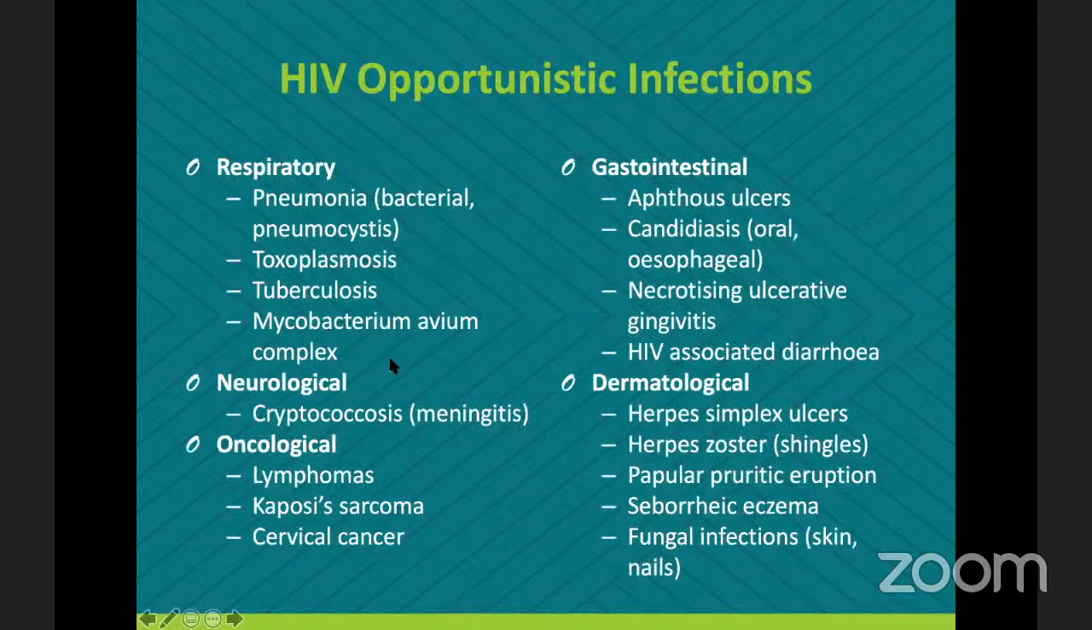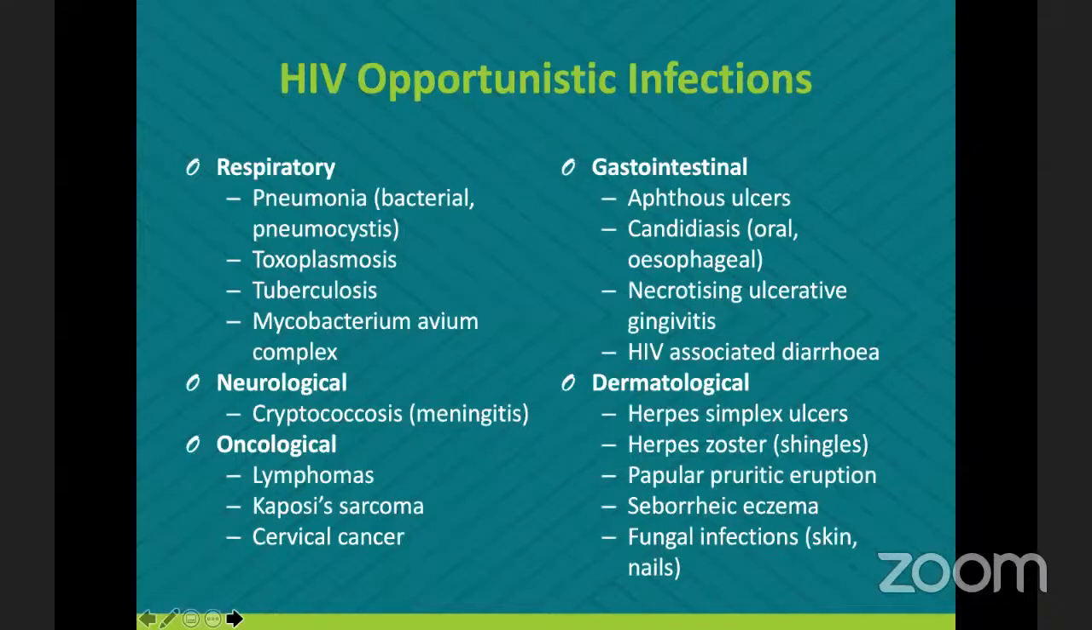Here are some examples of some HIV-associated opportunistic infections. In terms of respiratory infections, you can have a pneumonia, whether bacterial or PCP, even toxoplasmosis or TB or MAC, which is Mycobacterium avium complex. Some neurological infections could be cryptococcal meningitis. Oncological diseases, although perhaps not quite an infection, but definitely associated with HIV, include lymphomas, Kaposi sarcoma, cervical cancer.